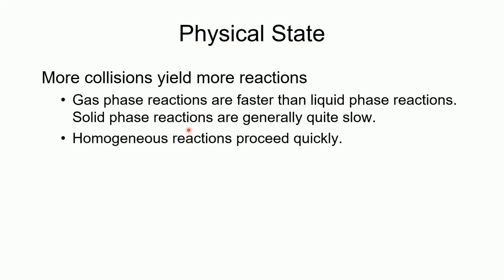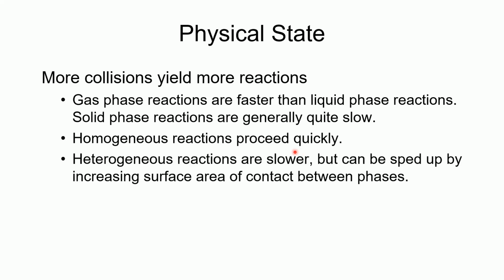When it comes to homogeneous versus heterogeneous reactions, well, in a homogeneous reaction, the molecules are all in the same phase. So they're more likely to run into each other, and they're more likely to proceed quickly. In a heterogeneous reaction, however, we'll find that they go much slower because the molecules don't run into each other as often. Now, we can speed up the rate of a heterogeneous reaction by increasing the contact area between the phases, but there is a limit to that. So we'll find that if we really want a fast reaction, we're going to do a homogeneous reaction.